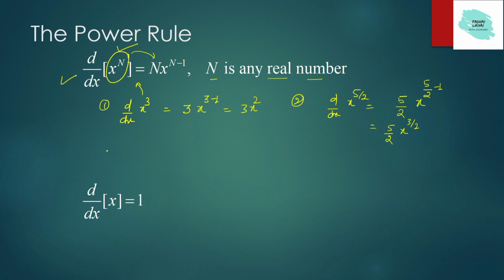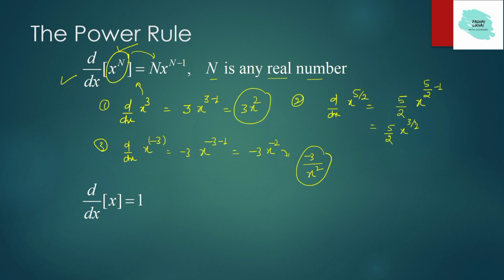Okay, in the third example, let us see d/dx of x to the power minus 3. Minus 3 will come in front, x to the power minus 3 minus 1, it will return minus 3 x to the power minus 2. You can simplify it as minus 3 upon x square. So this is how we have to differentiate by using the power rule.